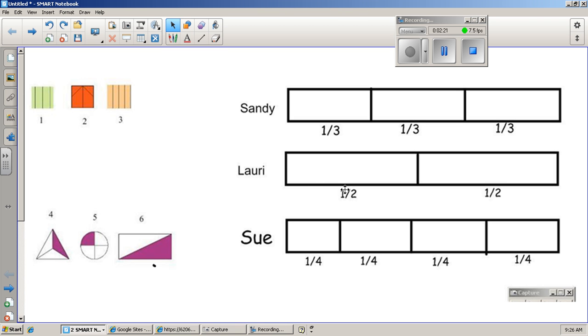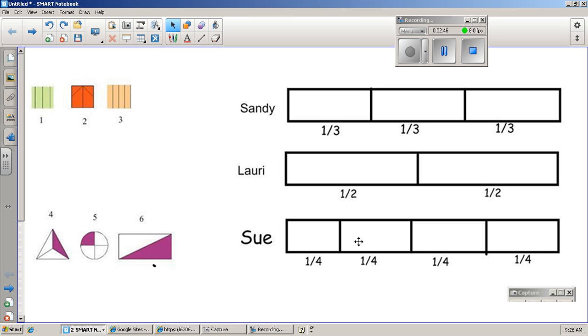Now look at Lori. You have 1/2 and 1/2. If you put this together, you'd have 2/2. You'd have a whole. Look at Sue. She's 1/4, 1/4, 1/4, and 1/4. There are 4 pieces there. If you put all those pieces together, you'd have one whole.